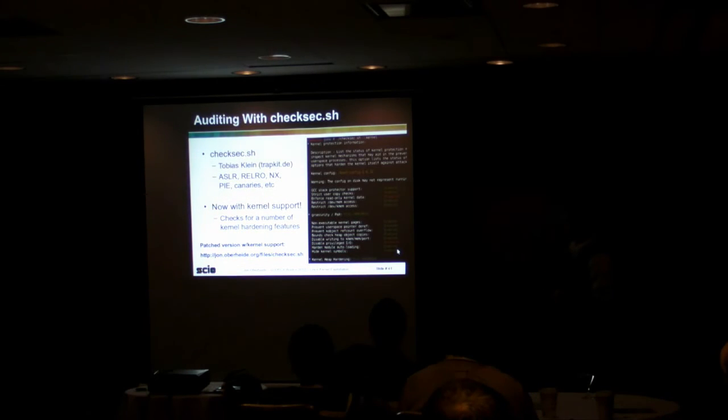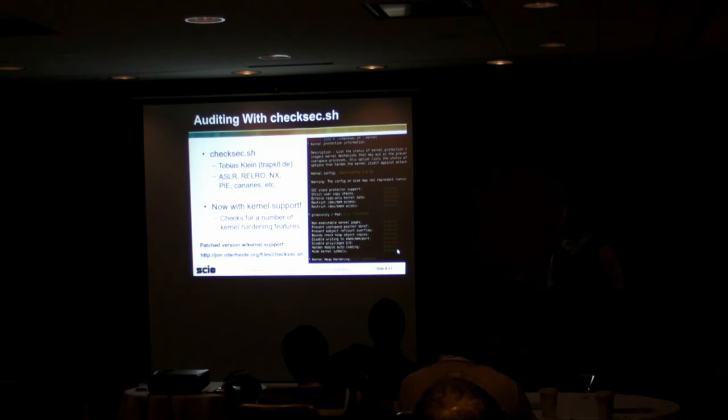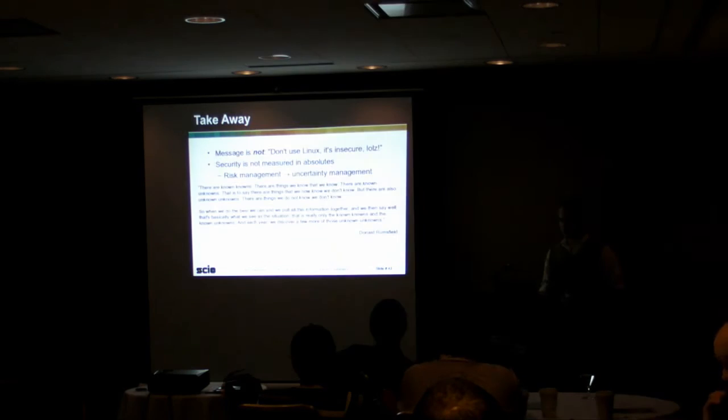So before I sign off, we released a tool which allows you to audit your kernel config, both from your running kernel or from a kernel config on disk. It's based off the checksec tool from Tobias at TrapKit, which is pretty good for auditing user space stuff. Auditing whether you have NX and RELRO and PIE and everything for your user space binaries. And I've added kernel support so we can check for a whole bunch of commonly forgotten config options which can help harden your kernel against attack, and you can download the patched version there.